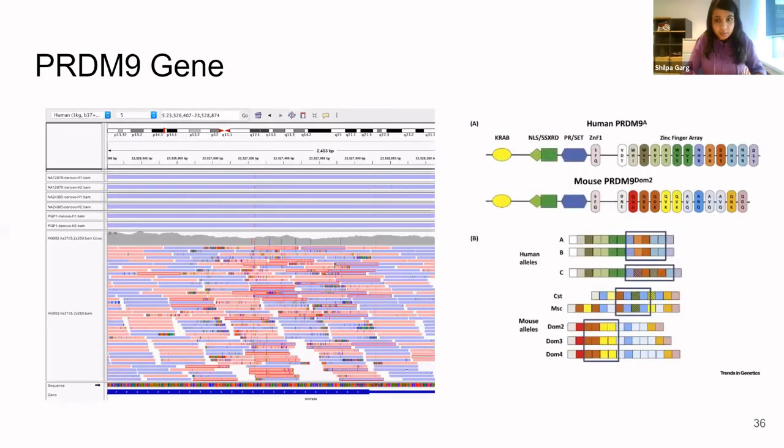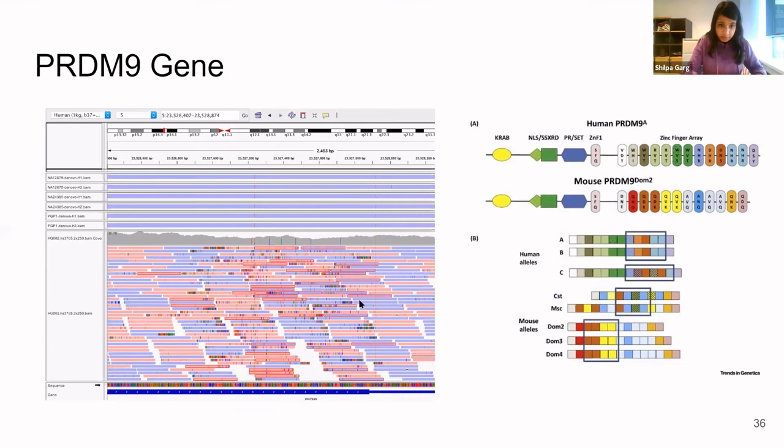Next, we looked at one PopGen gene, which is PRDM9. In this gene, you see that there is a zinc finger array, which means there are sequences that are repeating about 1,000 times. And that happens in both humans and mouse.